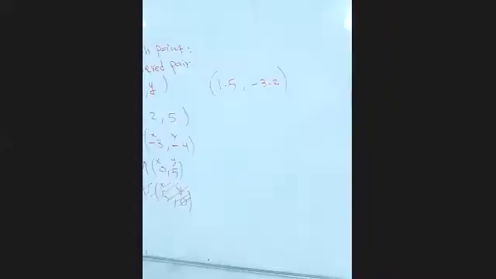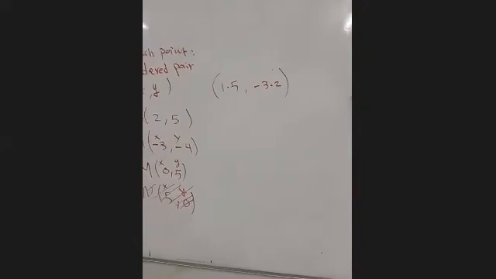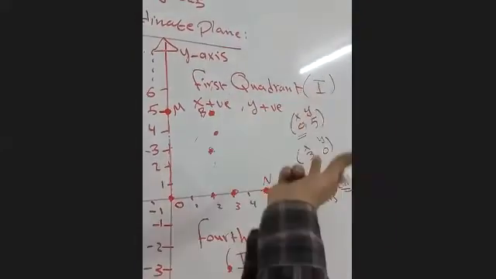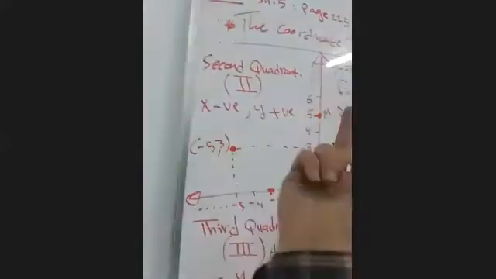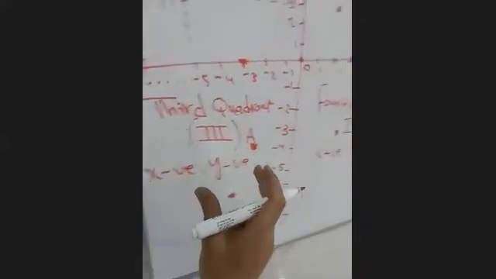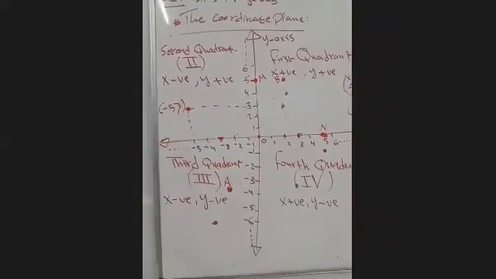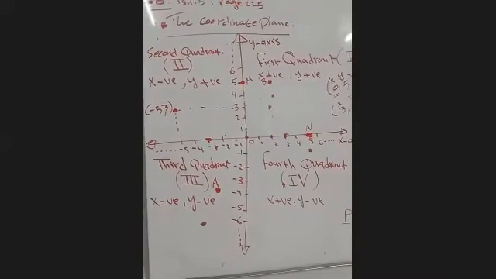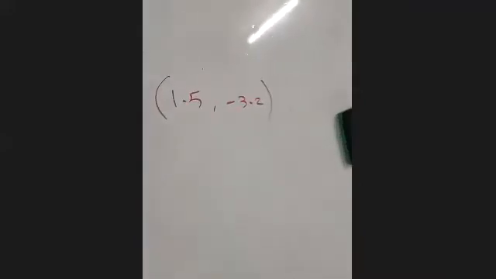Badr, talk. Mister, I didn't understand when you said the first quadrant and the second quadrant. This area we call the first quarter, this area the second quarter, this area the third quarter, and this area the fourth quarter. Okay, thank you. Nice.